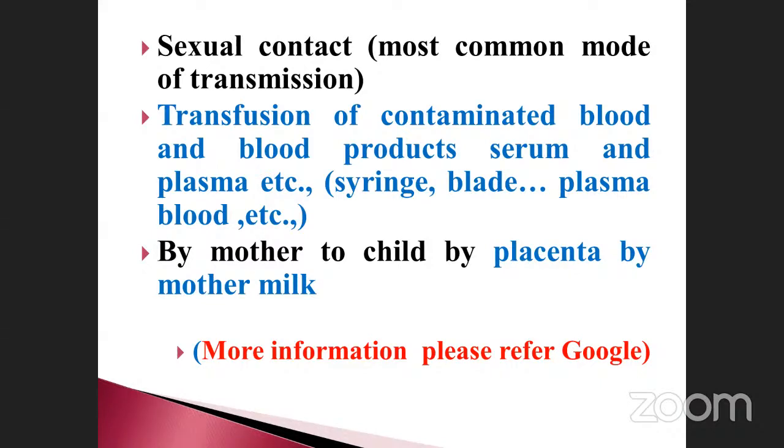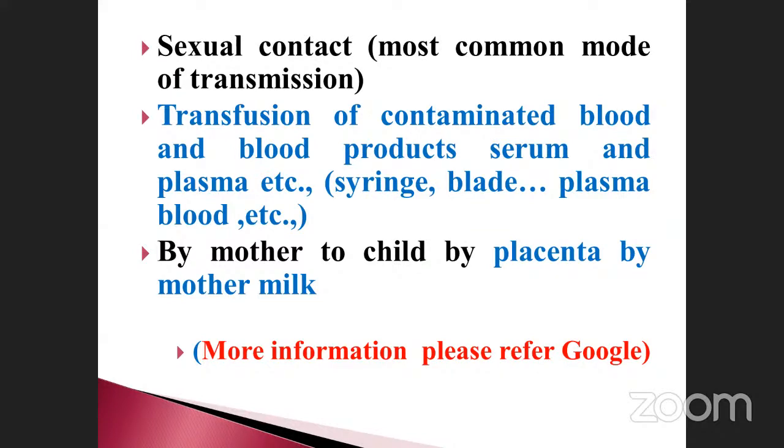Sometimes there is a wound. When you touch the affected person's blood, what happens? Automatically it penetrates in that way also. See here, syringe and blade, plasma and blood. Already we discussed these two things. The first one is sexual transmission, the second one is transfusion, and the third one is from mother to child, by the placenta and by mother's milk. Suppose the mother is affected by HIV, it can be easily transferred through the placenta, otherwise called the umbilical cord, the connection between the fetus and the mother.